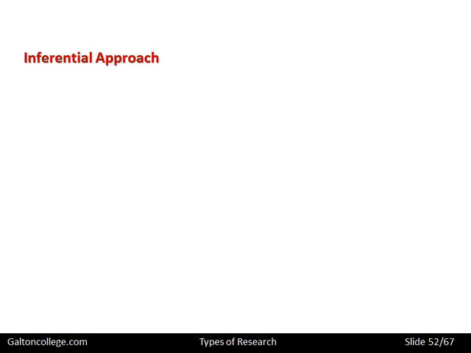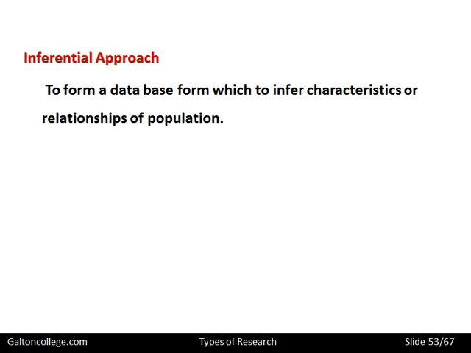There's the inferential approach. Now, to form a database from which to infer characteristics or relationships of the population. So it collects the data and it structures the data into different formats according to name, location, income levels, whatever it is, sales, past sales or whatever. And it then attempts to work out relationships.